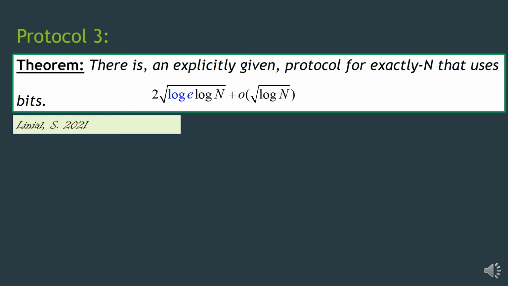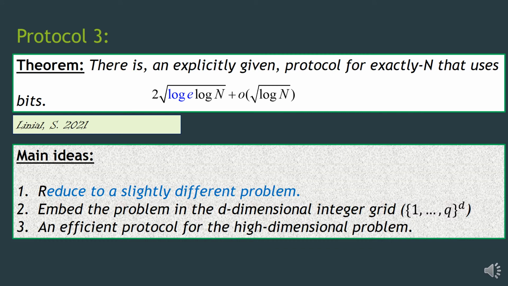After thinking about it a little more, or maybe a lot more, and with one or two new ideas, we were able to save some of the carry bits, and this way reduce the complexity of the protocol by a constant. It's based on more or less the same ideas. First, we reduce to a slightly different problem than x plus y plus z equal to exactly n. But after that step, it's again embed the problem in the d-dimensional integer grid, more or less the same way we did before. And again, find an efficient protocol for the d-dimensional problem, but it's a different protocol. It's not the same protocol. They're based on the same ideas.